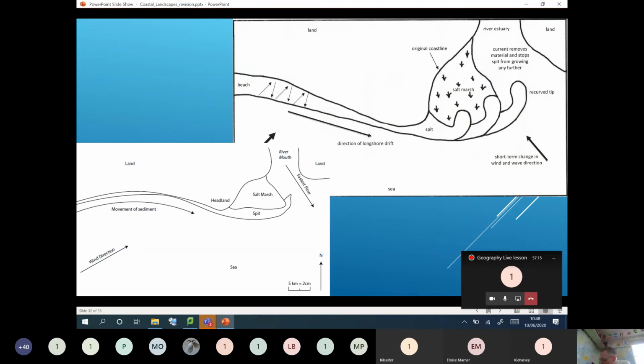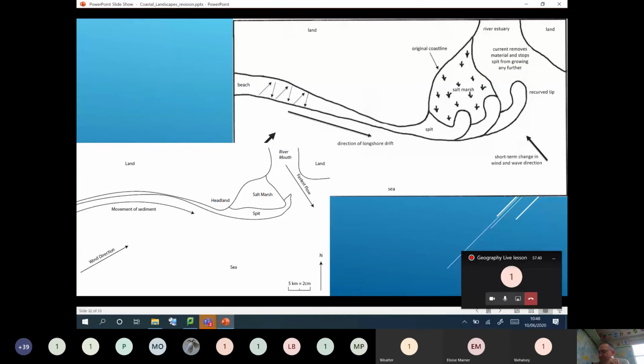I think also in this part, in explanation 3, we need to talk about that salt marsh. So we need to say what a salt marsh is. What creates a salt marsh? Thinking about our processes, what process creates a salt marsh? Again, if you could answer that in the comments, think about that.